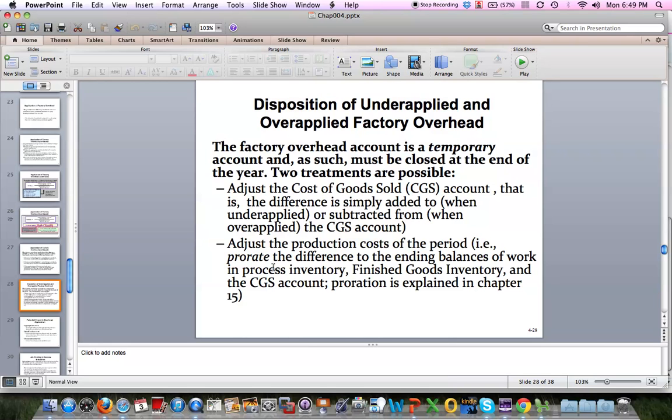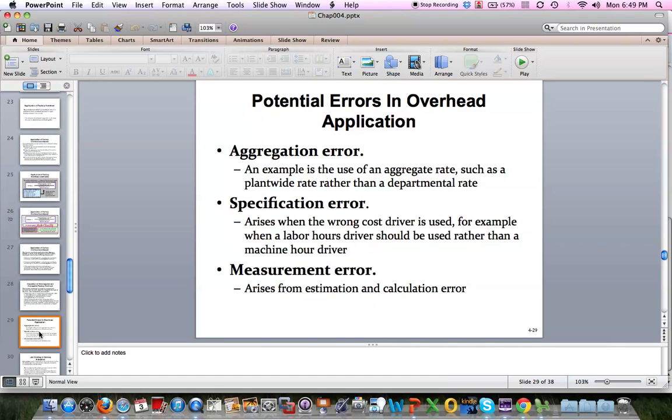We're not going to worry about it now. You just know that that's an option. So for this chapter, all you have to do is worry about taking that overapplied or underapplied factory overhead number and physically move it to cost of goods sold. Okay. They walk us through that on page 106. Really good stuff there on page 106 that will help you out.